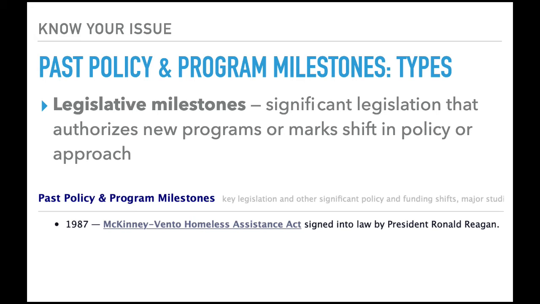Now, you wouldn't include every single time there's a law related to homelessness in this instance. You'd include the significant ones. What typically happens at the federal level is they pass a new law for the first time, and then they reauthorize it periodically and make shifts in policy. Some of those reauthorizations are significant and would mark a shift in policy or approach, and therefore should be part of your history.